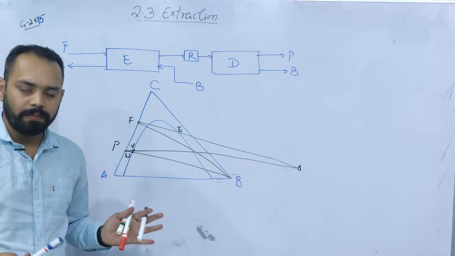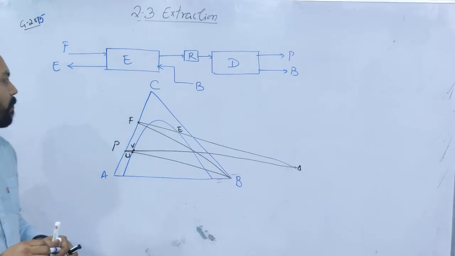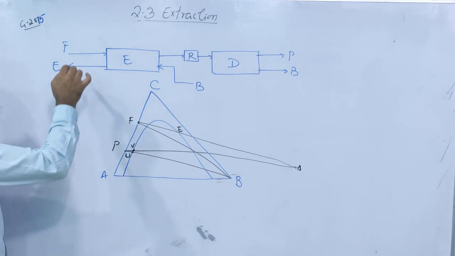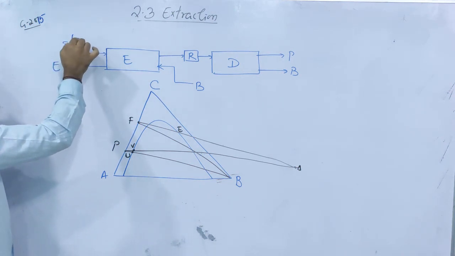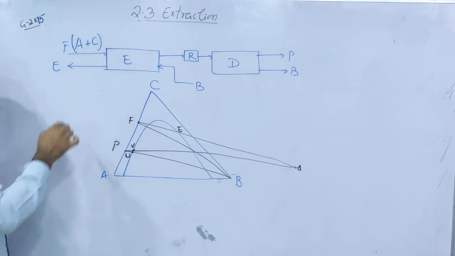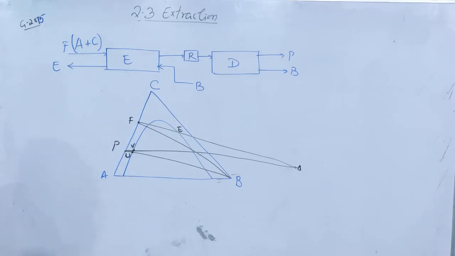So, the next problem is from 2015 GATE. If you read the problem carefully, what is given here? There is a feed which contains carrier A and solute C. Now, in this problem, normal standard notations are used. So, you have to read the problem to see which one is solute, which one is carrier.